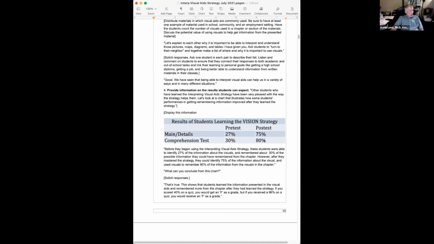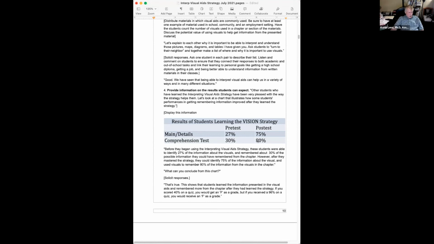So what we know is that before they learned the strategy, they were scoring like this, and after they were scoring like this. And if you notice, if you score like this and you have a quiz, these are Fs. And if you score down here, this would be considered Cs and Bs. So what we know is that we can move the dial.